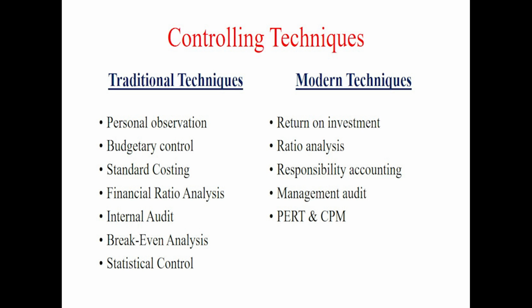And we have modern techniques as well, which were derived recently by managers to apply to the organizational deviations happening. These are return on investment, also known as ROI, ratio analysis, responsibility accounting, management audit and PERT and CPM. Let us go through these traditional and modern techniques one by one and understand how they help managers deal with deviation.